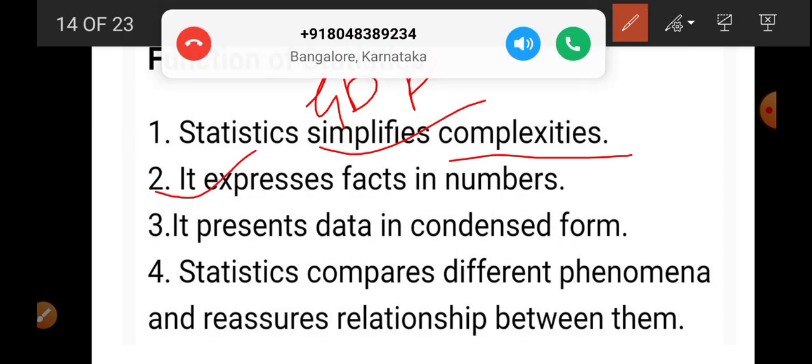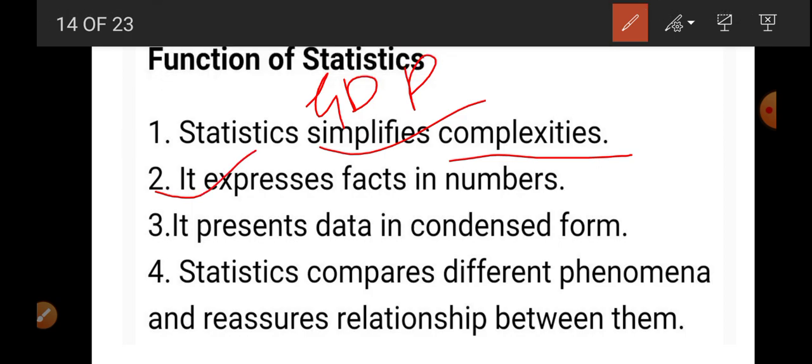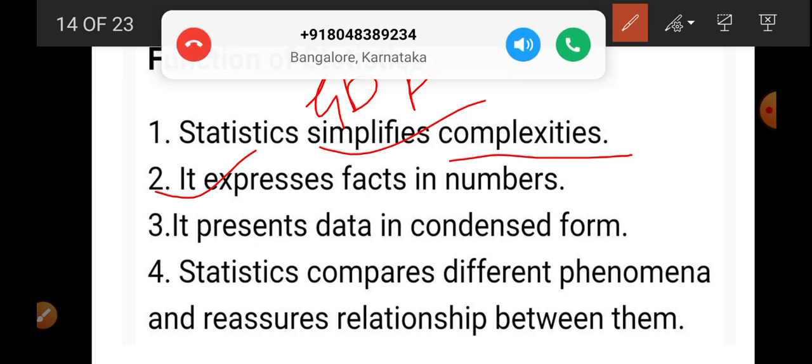Next, it expresses facts in numbers. It means that in statistics we are able to express any social or economic problem with the help of numbers, and it explains the problem more sincerely. Like if I say that there is too much poverty, you cannot understand the seriousness of the problem. But if I say that 21.9% of people are below the poverty line, it explains that more than 30 crore people are poor, who cannot afford goods and services at market price.